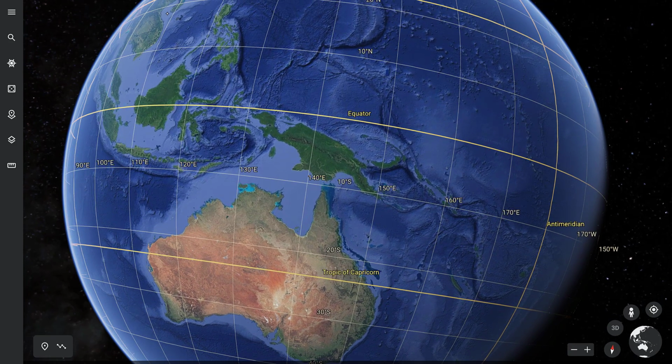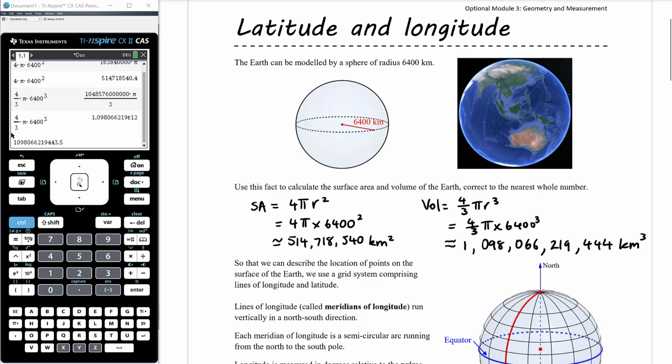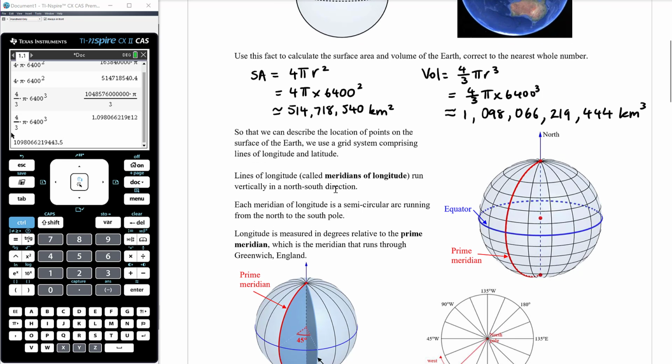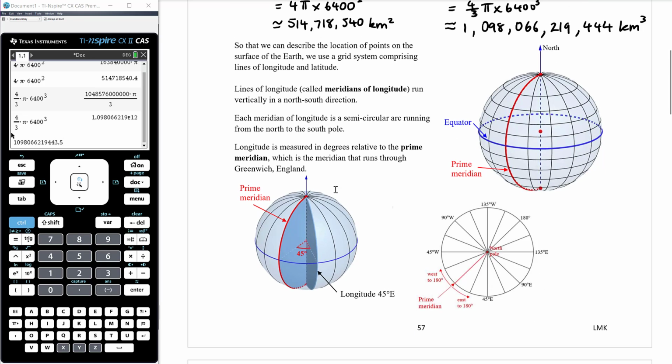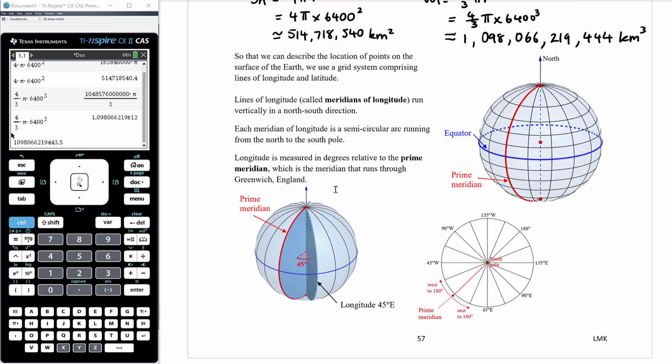Okay, I'm going to go back over to the notes. As we saw on Google Maps, so that we can describe the location of points on the surface of the Earth, we use a grid system comprising lines of longitude and latitude. Lines of longitude, as I mentioned, are called meridians of longitude, and they run vertically from north to south. Each meridian of longitude is a semicircle. So it's a semicircular arc running from the North Pole to the South Pole around the surface of the globe.